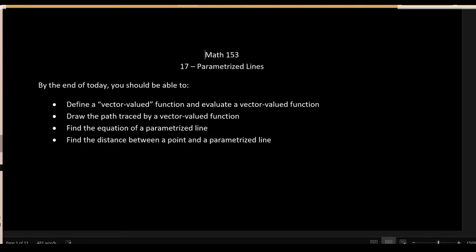And then we're going to hone in on the specific case of parameterized lines, practice finding its equation, and then we're going to look at the formula for the distance between a point and a line.